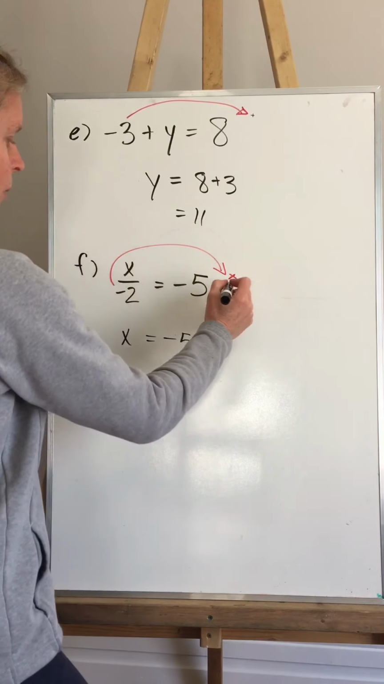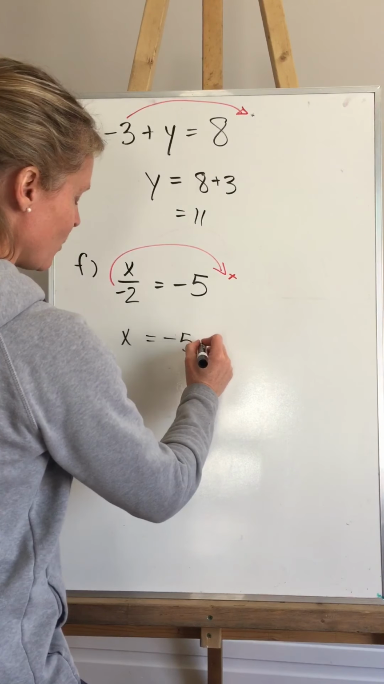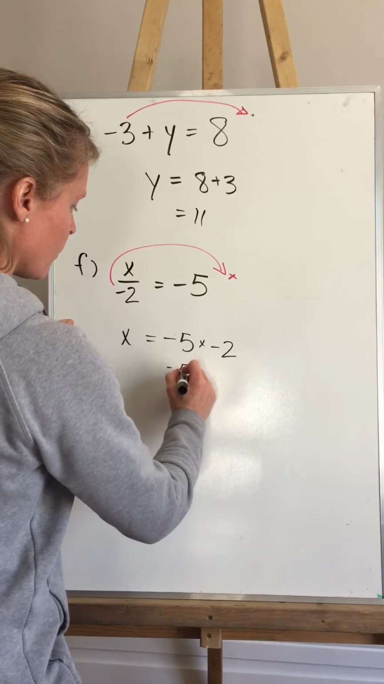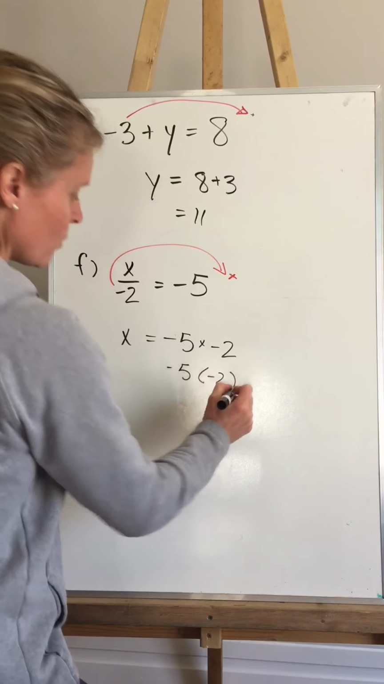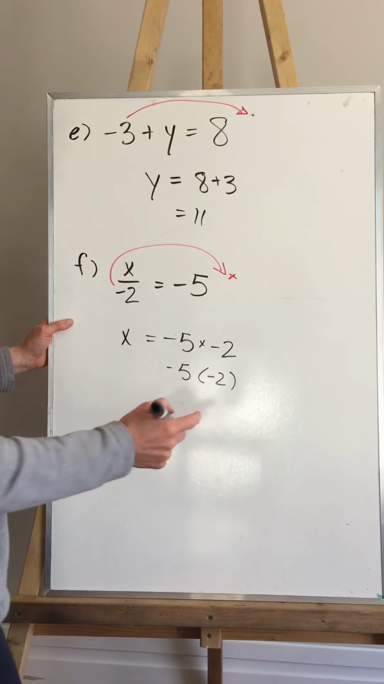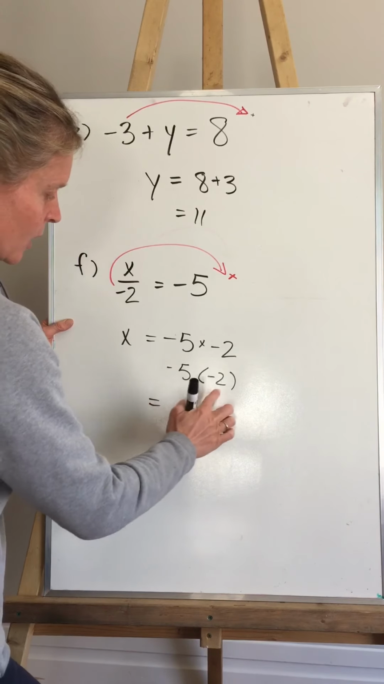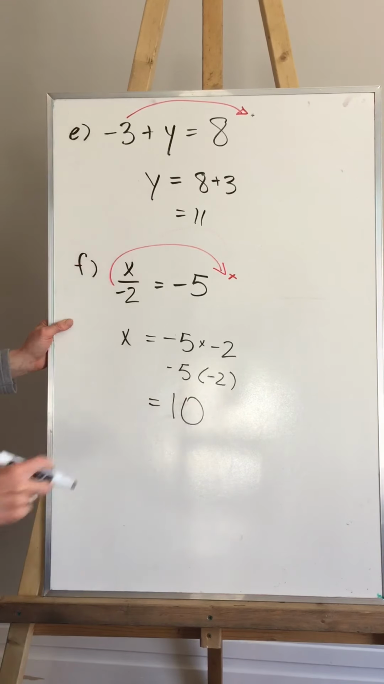When that comes over, it's going to be multiplied. So times, you can write it by times negative 2, or you could write it negative 5 times negative 2, like that. Okay? Either way, we have a negative times a negative, which is positive, and 5 times 2, that's 10. Okay, so your answer should be 10.